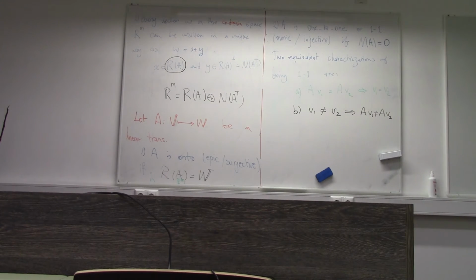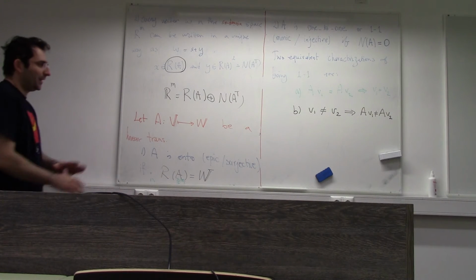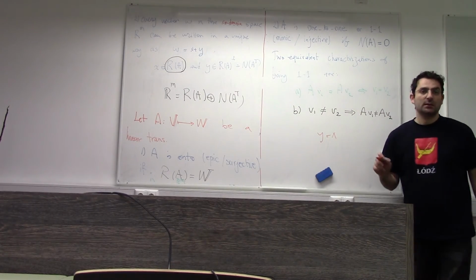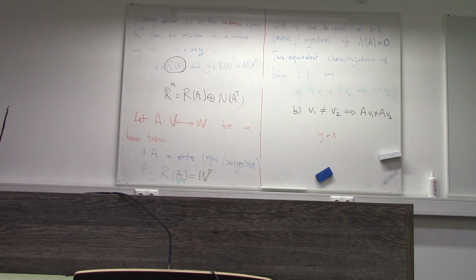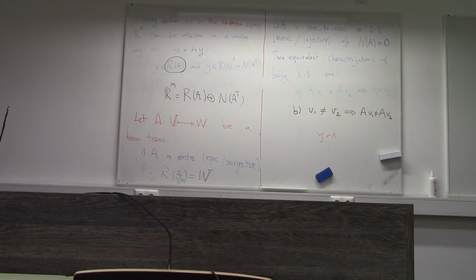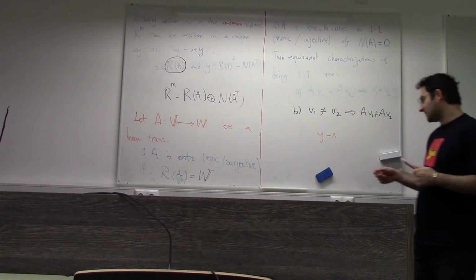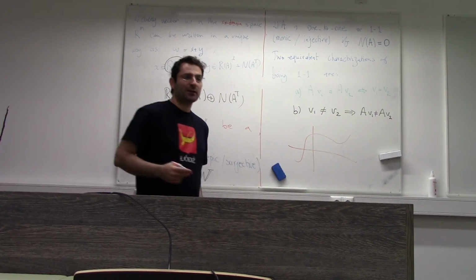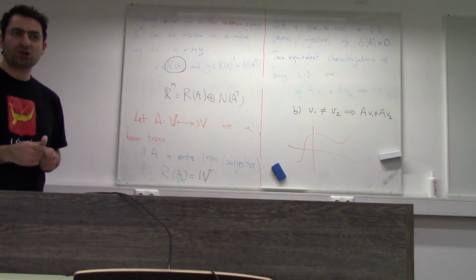Can I give you an example of onto and one-to-one? The easiest function ever: y is equal to x. This is onto, this is one-to-one, and we know that the inverse also exists. Do you remember how we could understand from the function's graph if a function is onto or one-to-one? If this is a function that we have, how can I understand that it is onto or one-to-one?